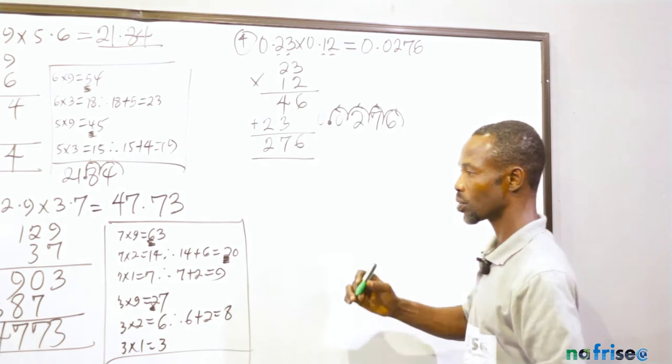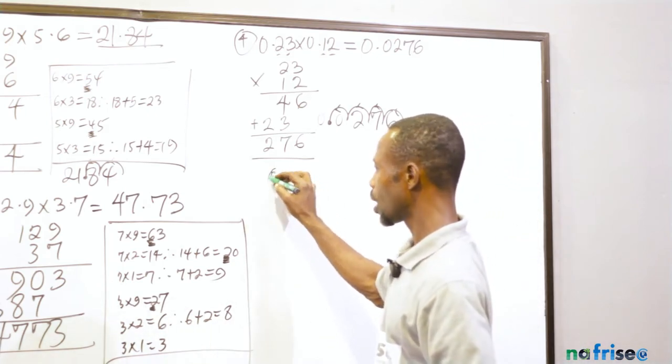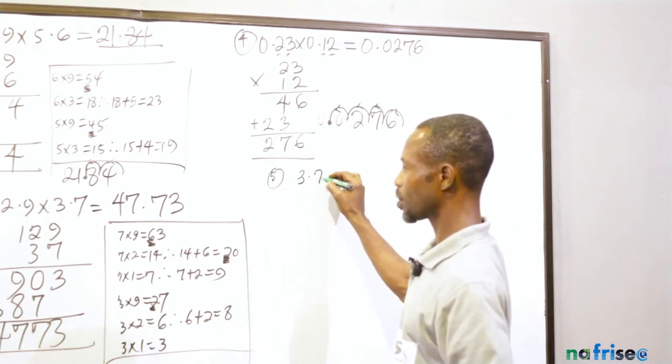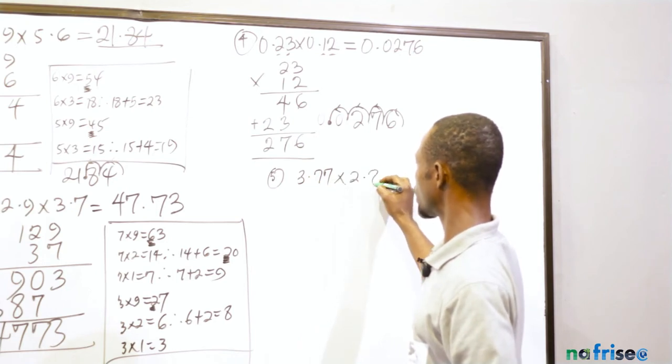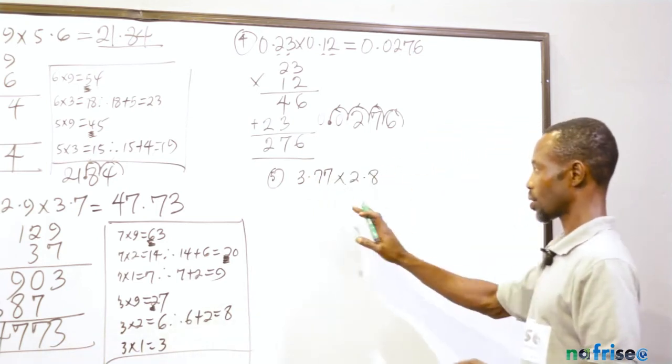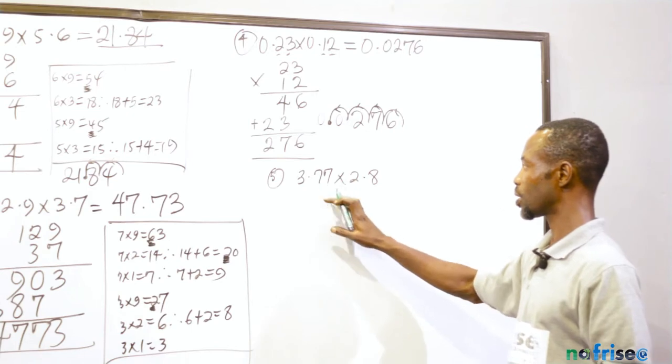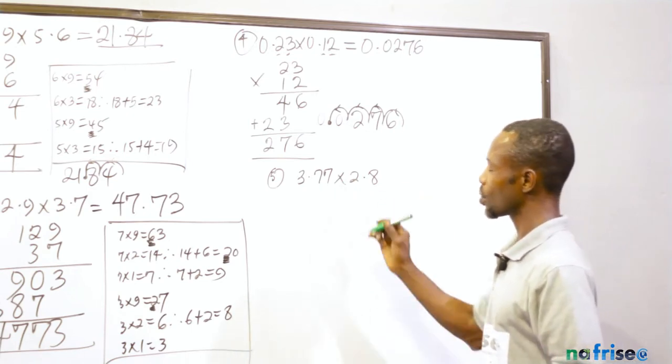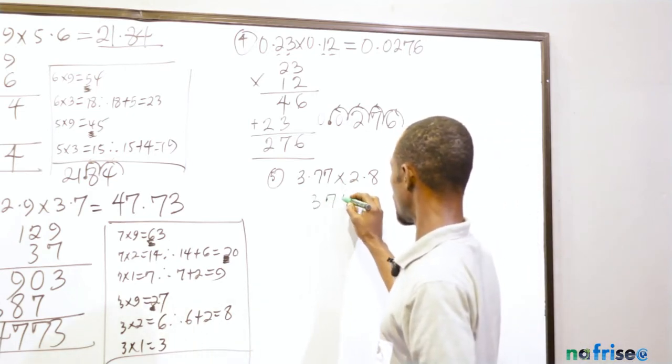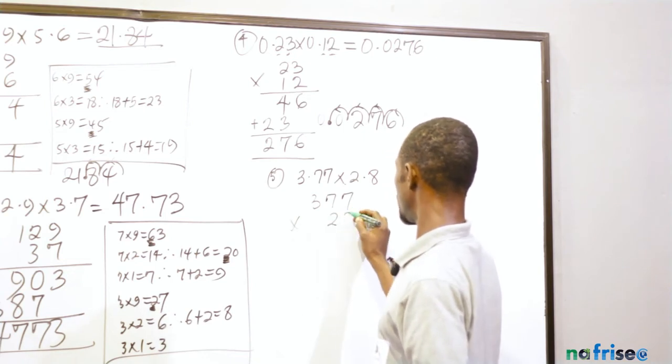Are we there? Yeah, we'll go straight to number 5. For number 5, we have 3.77 times 2.8. Now we have 1, 2, 3. That's 2 decimal places here, and 1 decimal place here. So this will give us 377 times 28, normal.